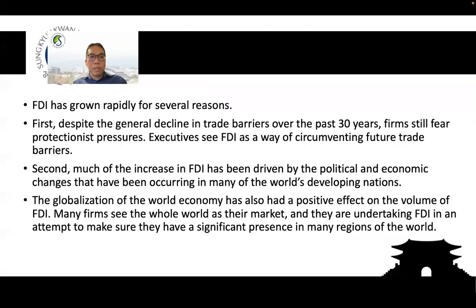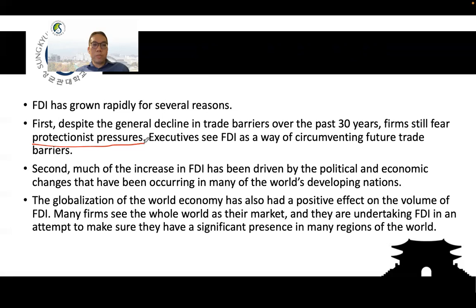So foreign direct investment has grown rapidly, and there are many reasons. Some of the reasons are presented here. The first one is the general decline in trade barriers, which can be seen. However, some countries still have protectionist pressure. They still somehow impose protectionism policies. So if you want to go to a country in a way that you could circumvent or avoid this kind of protectionism, then one of the ways would be to do FDI, because you're going there.